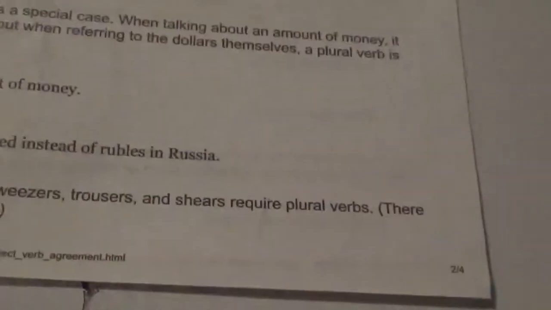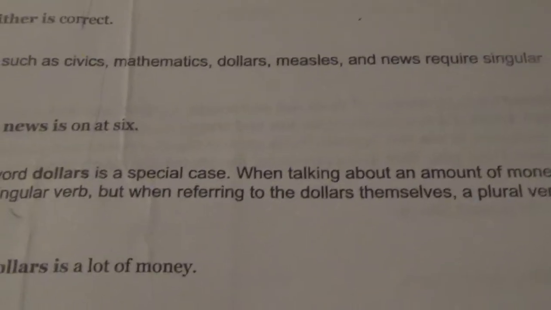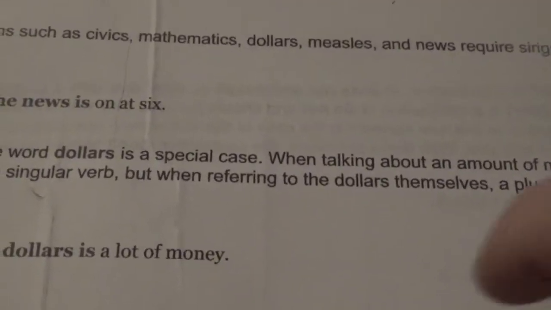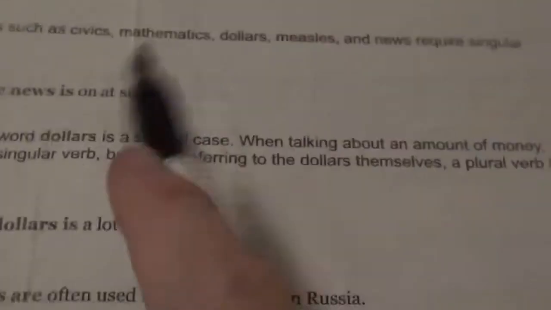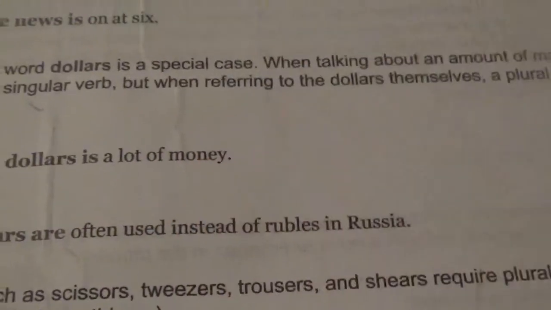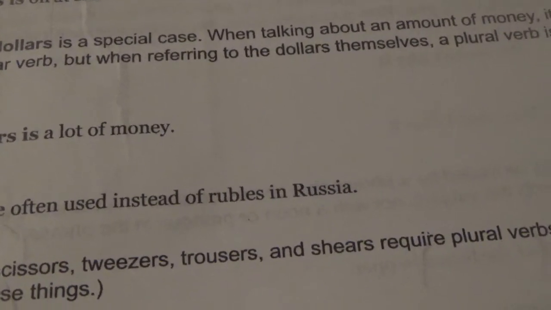And then I don't want you to worry too much about number 7 and 8. You might read over that. Nouns such as civics, mathematics, dollars, news, even though they end in S, require singular verbs. We don't say the news are on at 6. We say the news is on at 6. The word dollars, it says, is a special case. When talking about an amount of money, it requires a singular verb. But when referring to the dollars themselves as things, it's a plural verb.